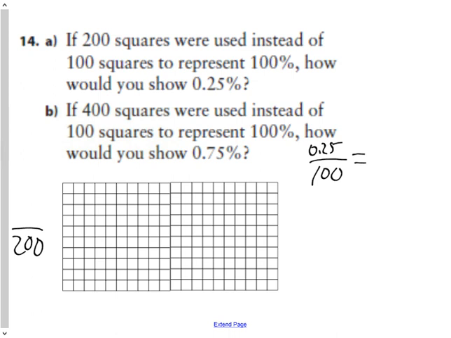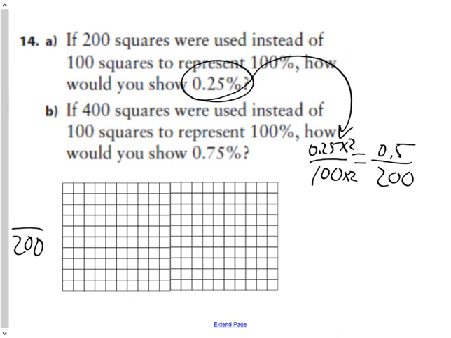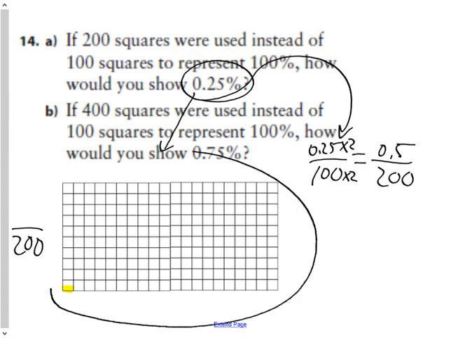That would represent this percentage, 0.25 out of 100. So what is that as an equivalent fraction out of 200? Well, in order to get that equivalent fraction, I would multiply both by 2, and therefore I would know that I need half a square out of 200. So to represent this percentage in this picture, I would simply have to take my highlighter and shade in 1/2 of 1 square out of 200, and this whole picture here now would represent 0.25%, because 1/4 of a percent is equal to 1/2 out of 200.